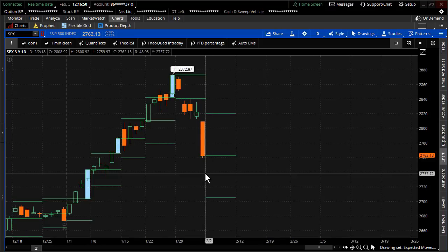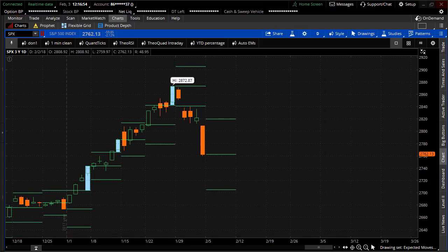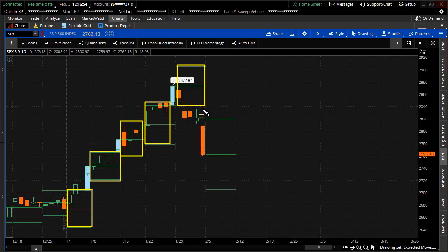Well, lo and behold, let's look at a few of the most recent trading weeks. I'm just going to highlight these for a second. So here's 1, 2, 3, 4, and now 5. That's 5 of the most recent trading weeks. Do you realize only one of those weeks did not breach the expected move? We haven't seen anything like that recently.